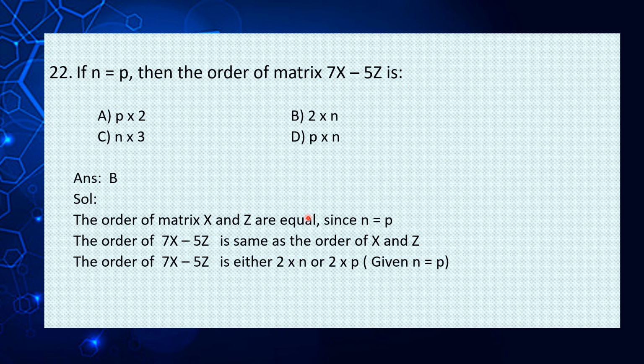So when we subtract, it has the same order. Since 2 into n and 2 into p have n and p equal, the order of the solution would also be in either terms of 2 into n or 2 into p, since p and n are equal. So according to the theory, among them option B, 2 into n, is the answer.